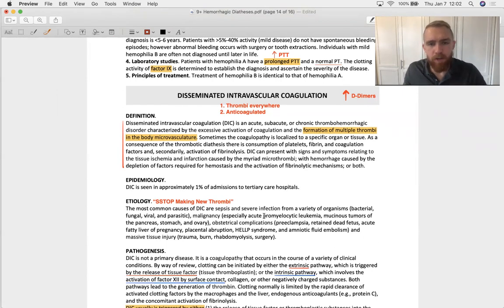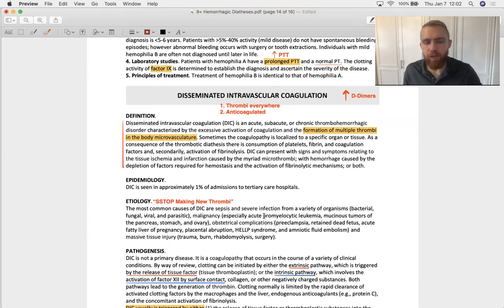The first disease, well, first let's break apart the name. What's it mean? DIC. Disseminated, all over the body. Intravascular, inside your blood vessels. Coagulation. So all over your body, inside your blood vessels, you're clotting. That's DIC.